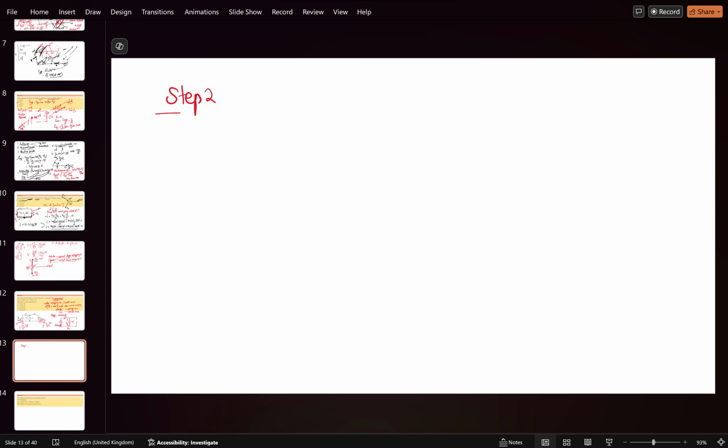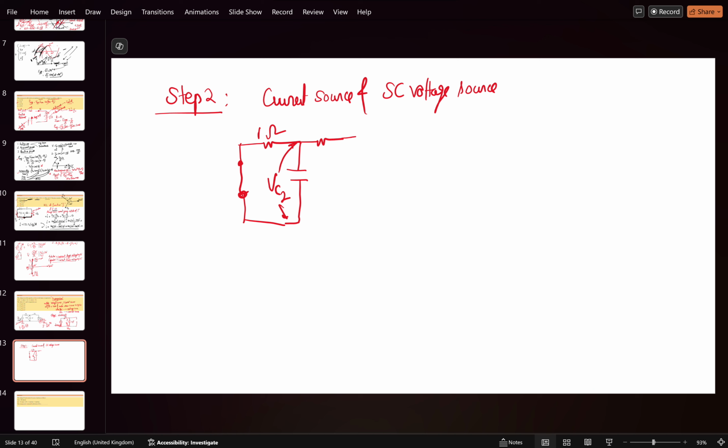Now how will the circuit look? The circuit will look like this. 1 ohm, and here we have short circuited the voltage source, and this was the capacitor VC2(t), and there was one resistor, and after that you have this current source. What was the value? Sorry, this was the inductor basically. This was 1 Henry, and this was 10 sin 5t.